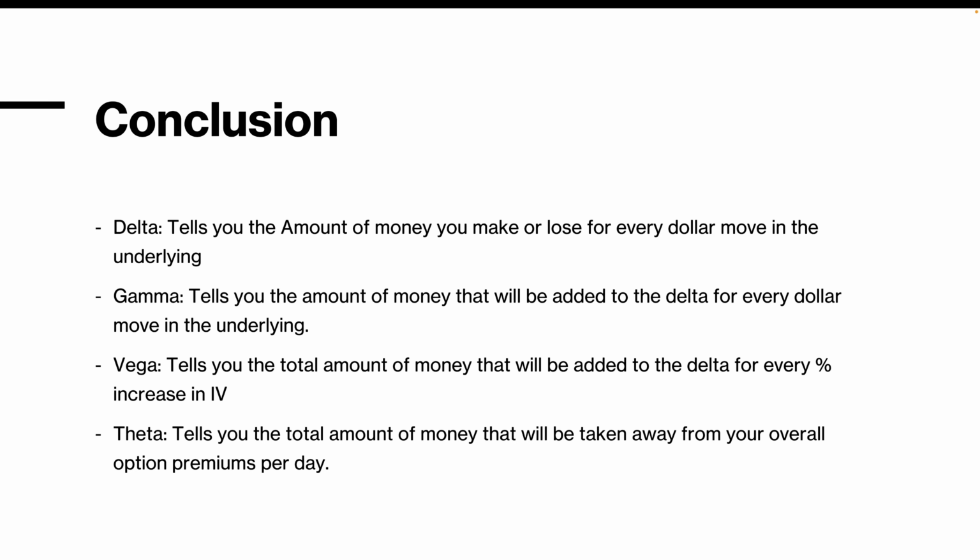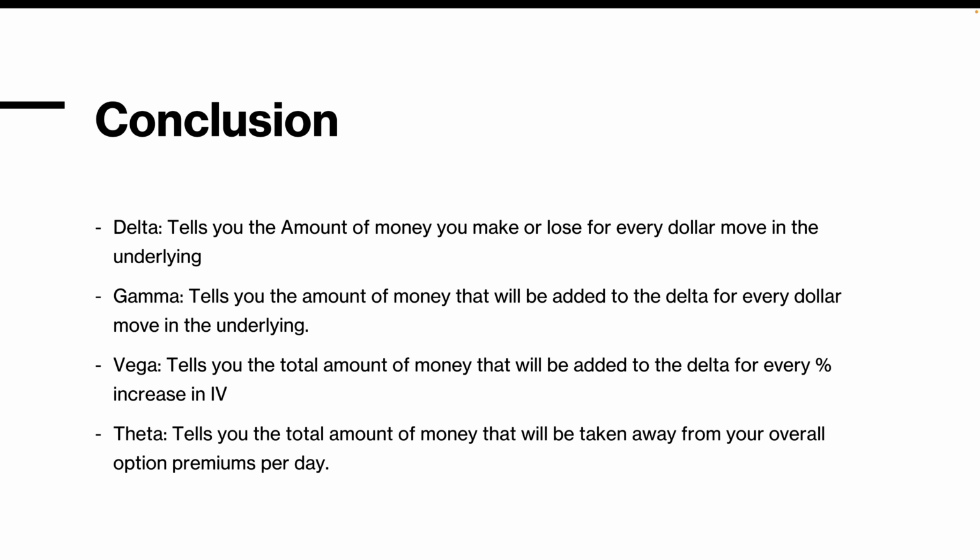So, to conclude, it's pretty simple. Take a note and write it down. Delta is the amount of money you make or lose for every single dollar move in the stock price. Simple, no complications. If delta is 60, you make $60 to the upside if the stock price goes in your favor, or you'll lose $60 if it doesn't. Now we'll connect all the trains together, shall we? Gamma tells you the amount of money which will be added to the delta for every single dollar move in the underlying. By underlying, I mean the stock.